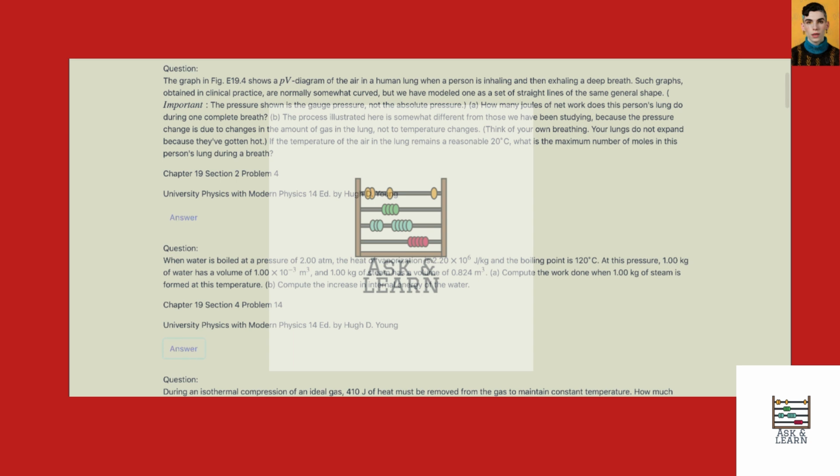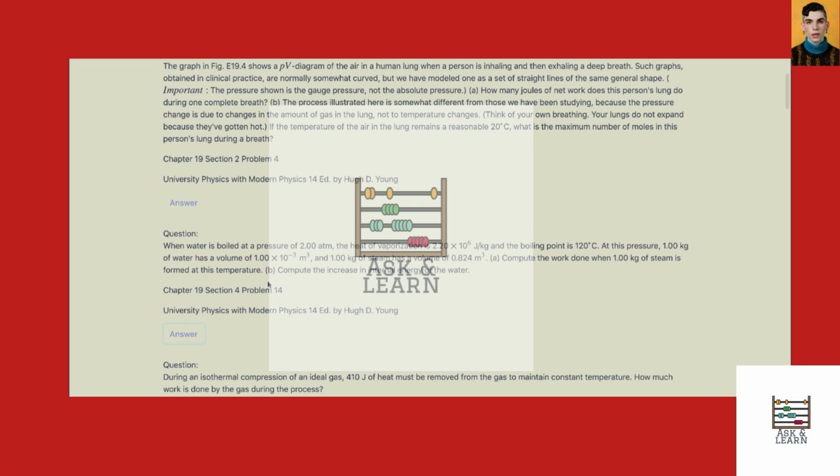Okay, so the question reads that when water is boiled at a pressure of 2 atmospheres, the heat of vaporization is 2.2 times 10 to the 6 joules per kilogram, and the boiling point is 120 degrees Celsius. At this pressure, a kilogram of water has a volume of 1 times 10 to the minus 3 meter cubed, and a kilogram of steam has a volume of 0.824 meter cubed. A, compute the work done when 1 kilogram of steam is formed at this temperature, and B, compute the increase in internal energy of the water.